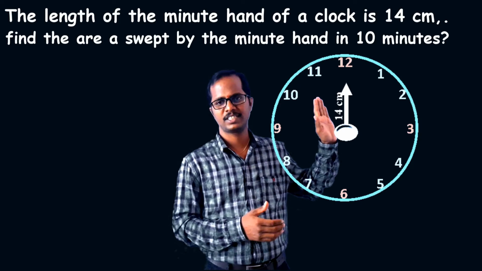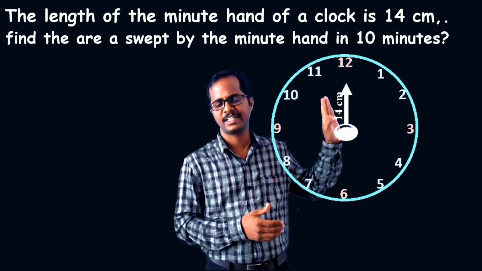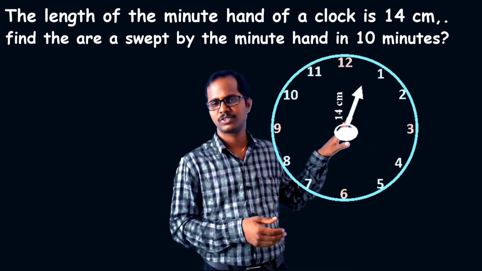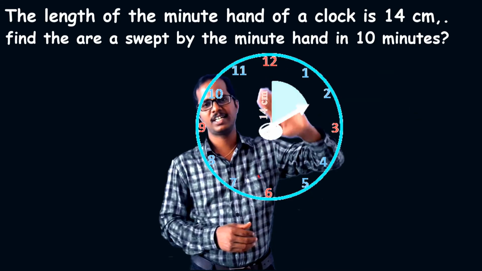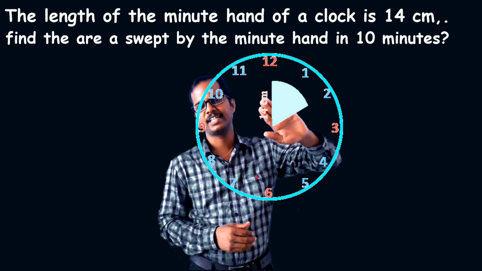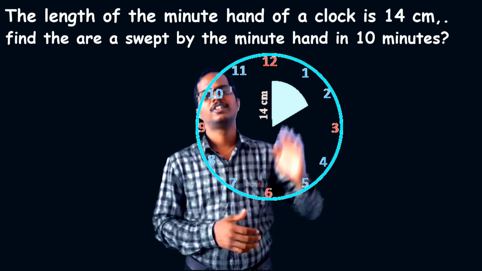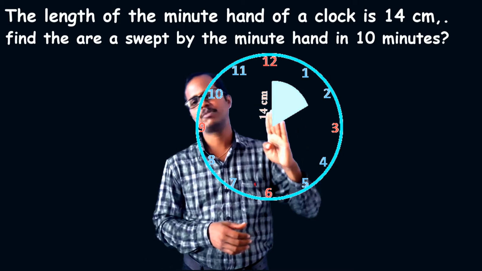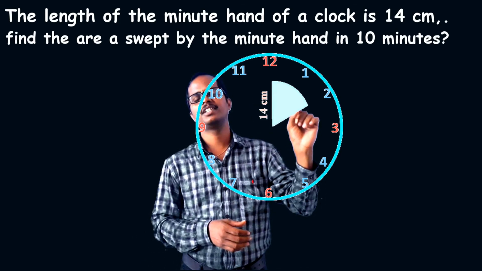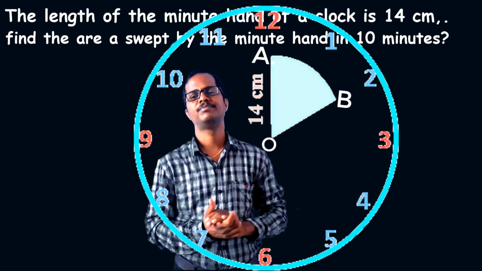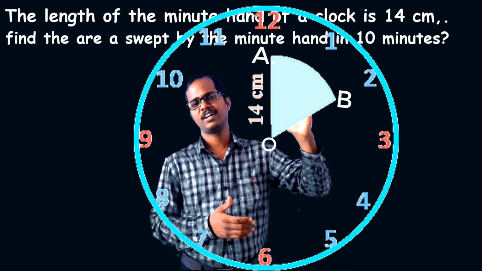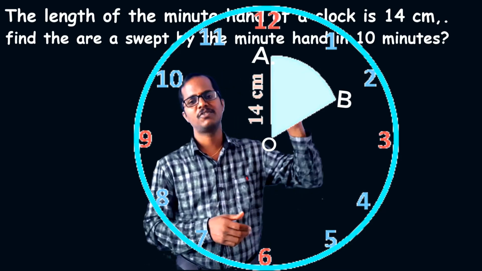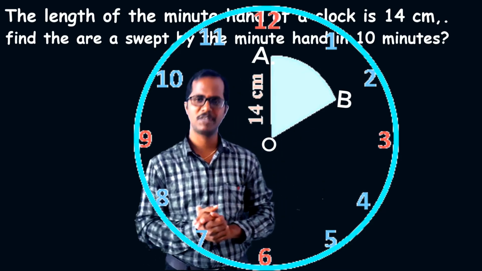Suppose the initial position of the minute hand is at 12 o'clock. If it completes 10 minutes, then it will come to 2 o'clock. Now this is the area that is covered by the minute hand in 10 minutes' time. So here the area covered by the minute hand in 10 minutes is represented by the sector OAB. So if we want to find the area covered by the minute hand in 10 minutes, we need to find the area of the sector OAB.